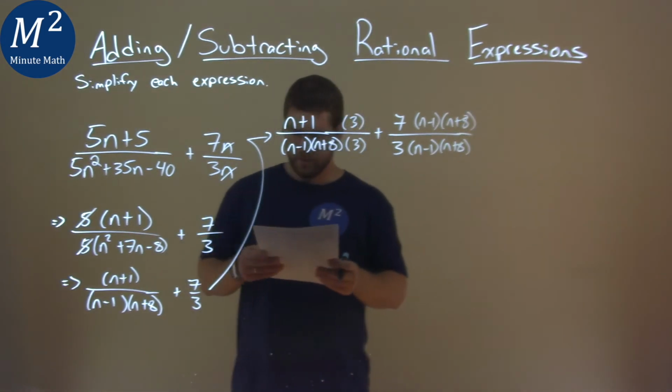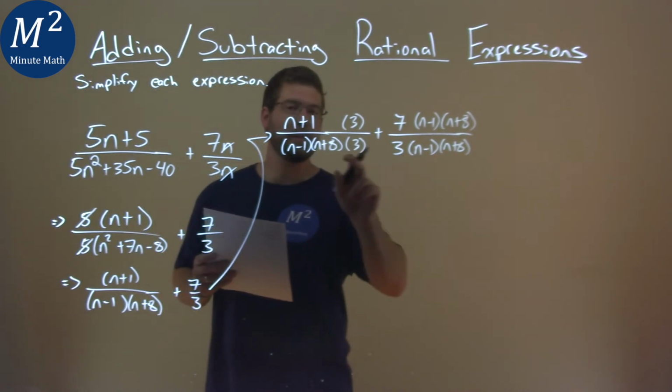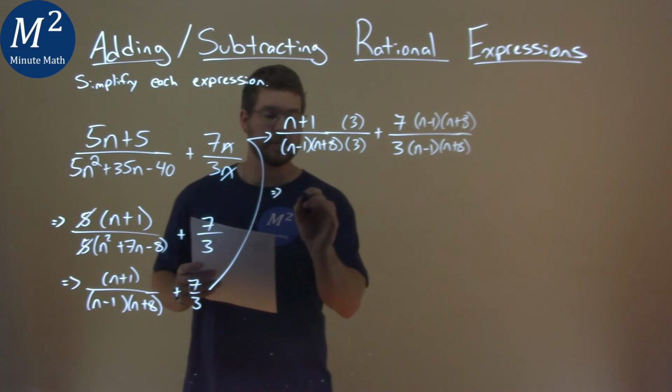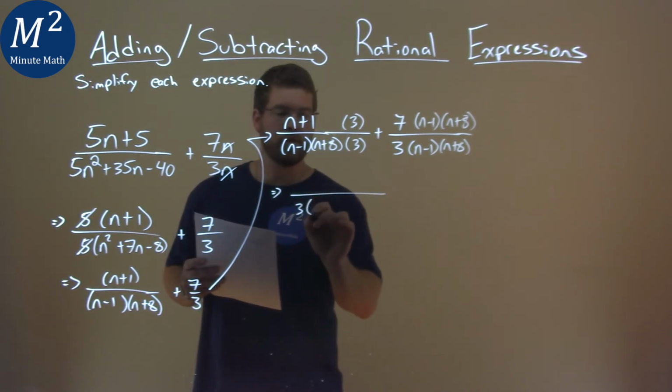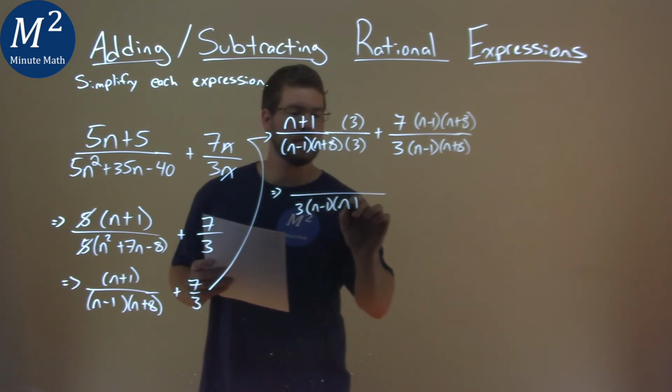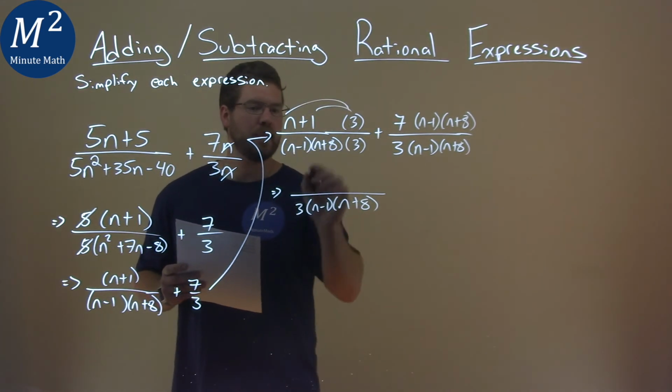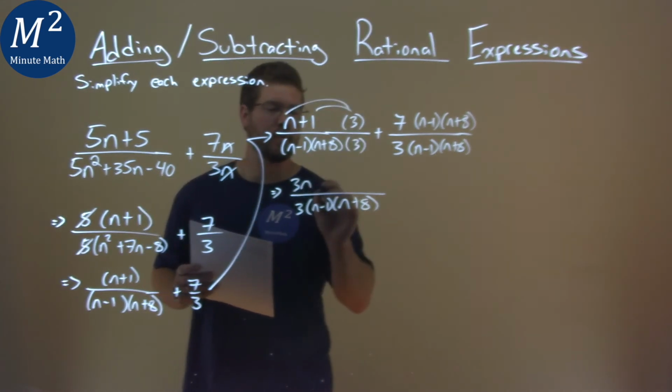Now from here, we have the same base, so we can combine this as one big fraction. We have a 3, put it out front, n minus 1, n plus 8 here. The numerator we need to distribute. n times 3 is 3n, and 1 times 3 is 3.